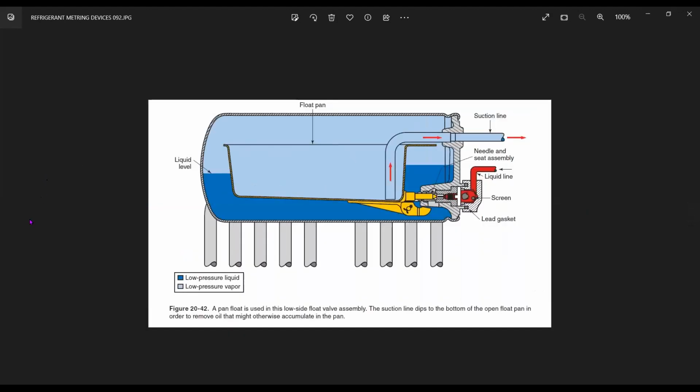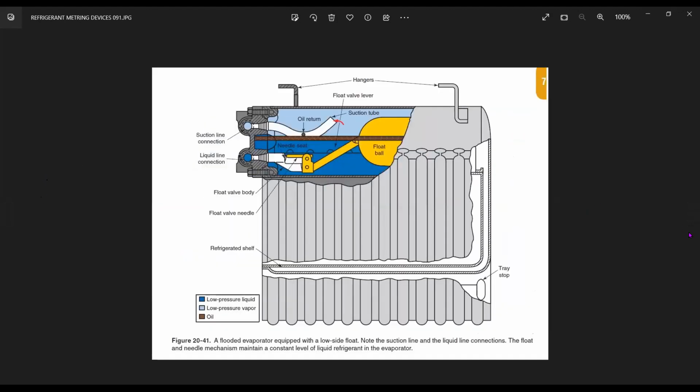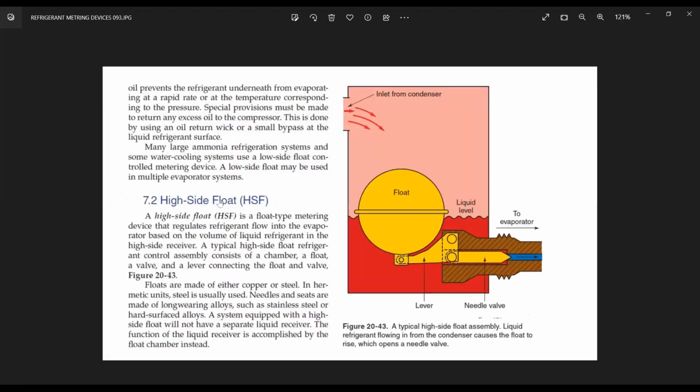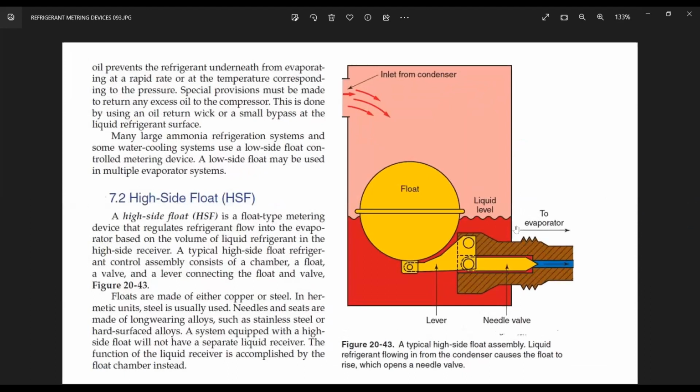Similarly, you've got a different design. Instead of a wall float, you can have a bucket float. So bucket float is there, a pan float, so not a bucket float. Okay, and then from here you have got the suction line going out, and this is a float here. Instead of a float, you have got a pan. Now, high side float is basically a similar thing, but on the higher side.